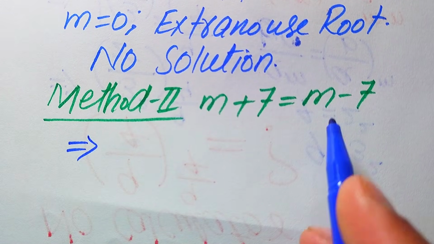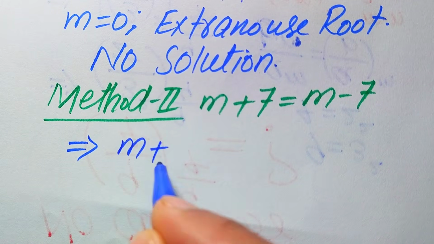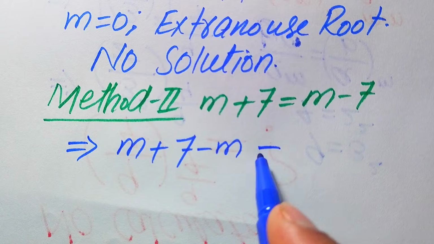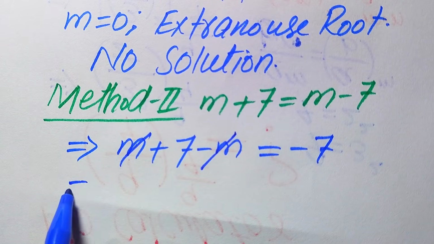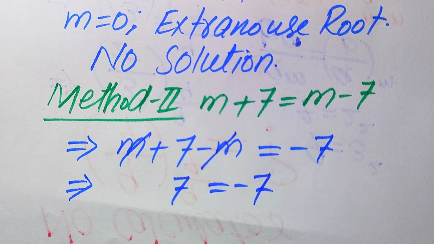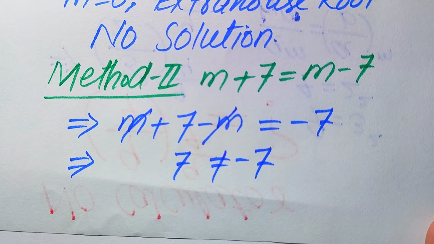For this, we move the term m from the right hand side to the left hand side, and it will be written as m plus 7. This is positive, m becomes negative, m is equal to minus 7. So this minus m and this plus m are gone, and we get here 7 is equal to minus 7. And you see here 7 is not equal to minus 7 in general, or in other words we say that it is not a possible case.